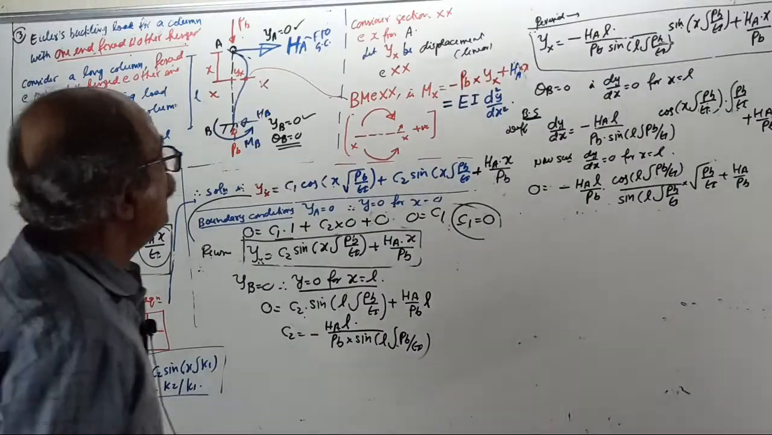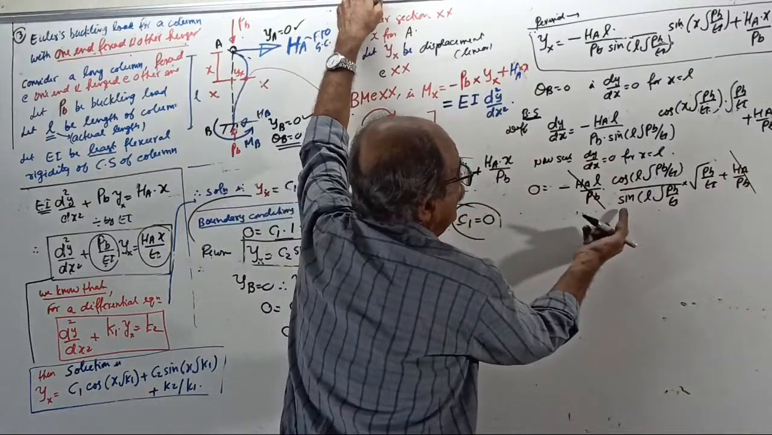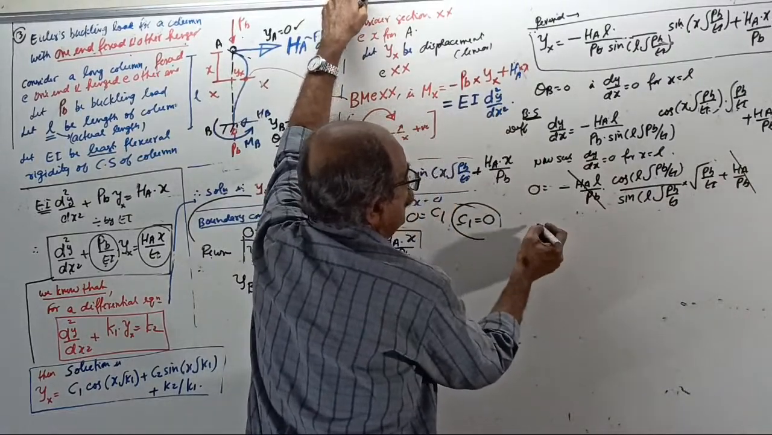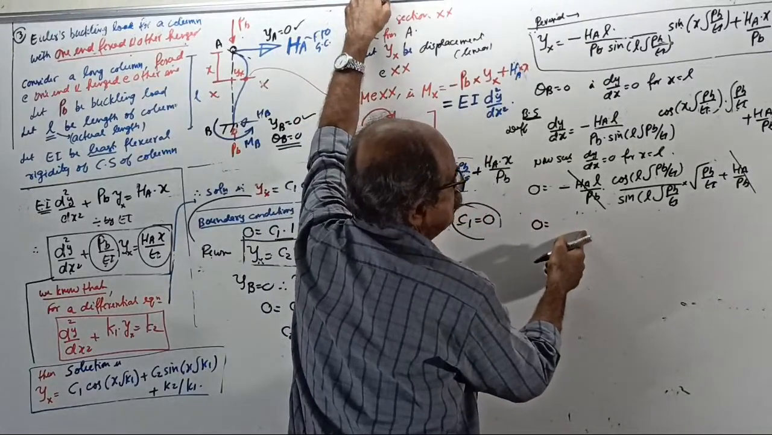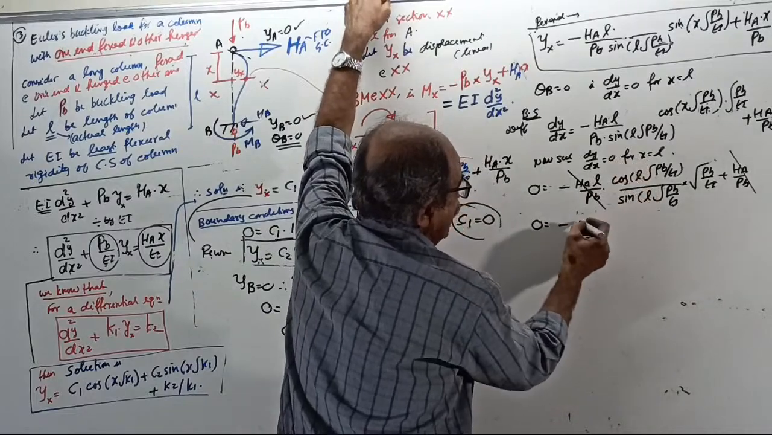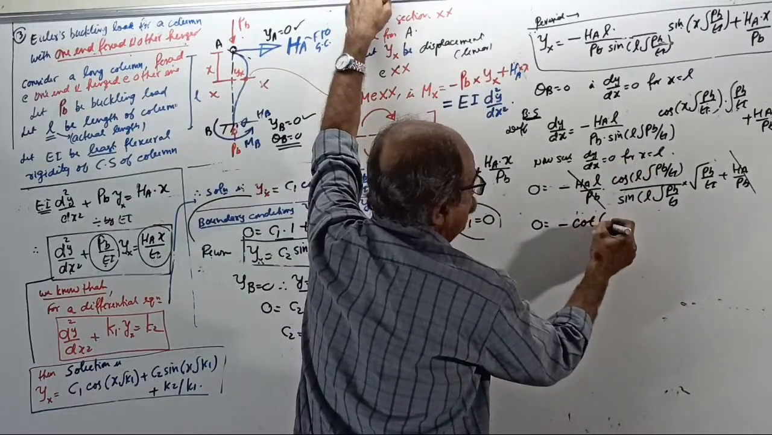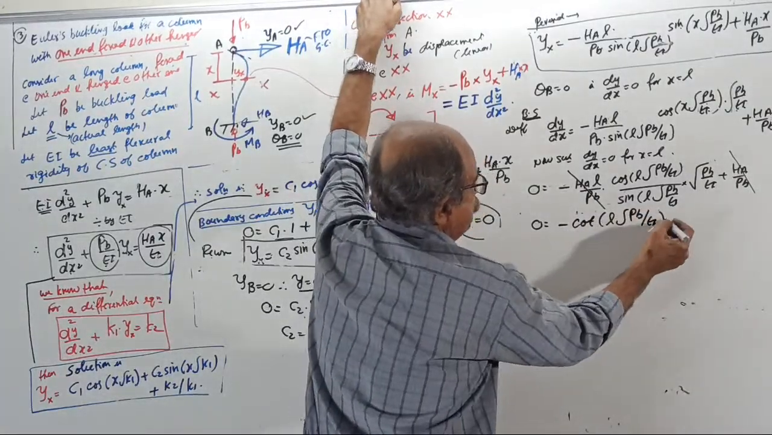Correct. Okay. Now see, HA by PB cancels, or if you take it to the other side, what do you get? 0 equal to what? Minus of cos by sine is cot. Cot of L root PB by EI plus 1.